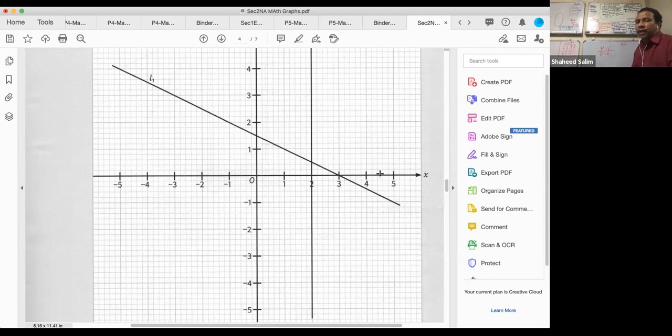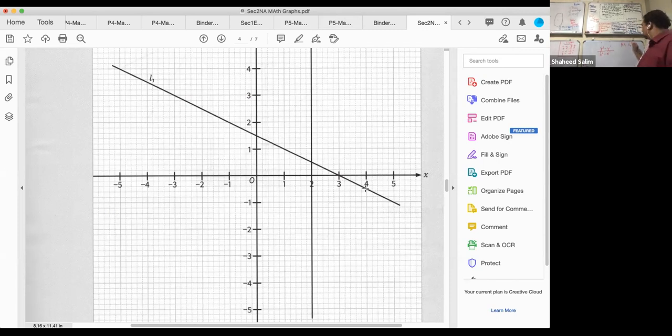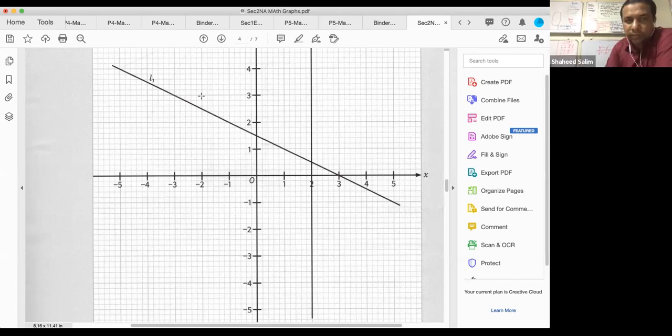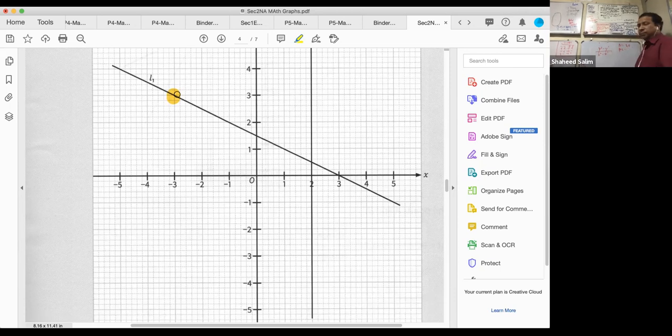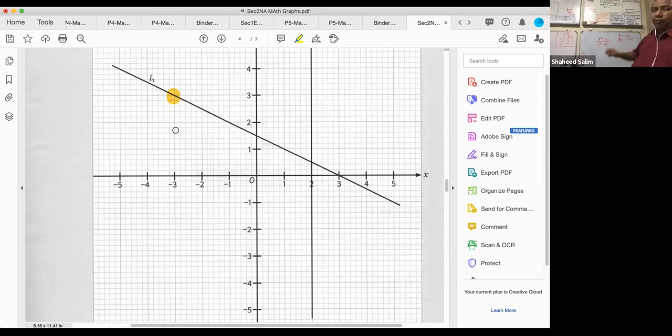Coordinates, what's the value of x? 3. What's the value of y? 0. So I chose another one down here, remember? Ryan, what's the coordinates of this point here? Can you see? This point down here. Point 2, we call it point 2. What's the coordinates? Negative 3, 3. Good.